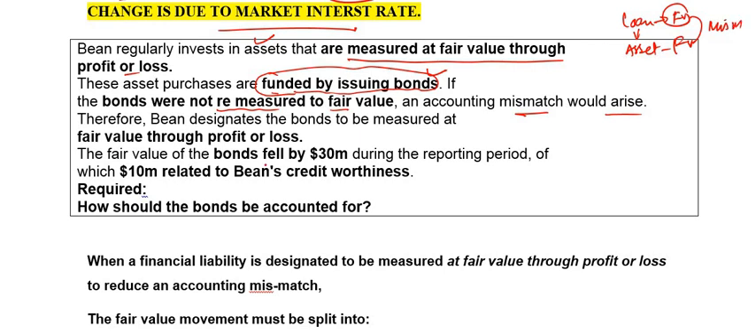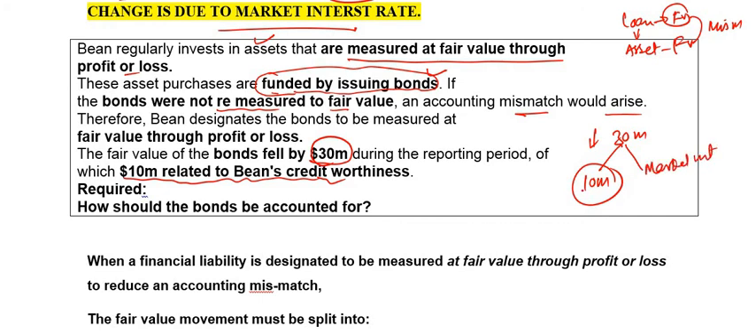Okay, now the fair value of the bond fell by 30 million. So the fair value of the bonds goes down 30 million during the reporting period, of which 10 million related to being credit. Now of this 30 amount, the 10 million is because of the credit worthiness, right? And the remaining definitely will be due to market interest rate. So we have already discussed that because of the credit worthiness it will go to OCI, and because of the market interest rate, it will go to the profit or loss.